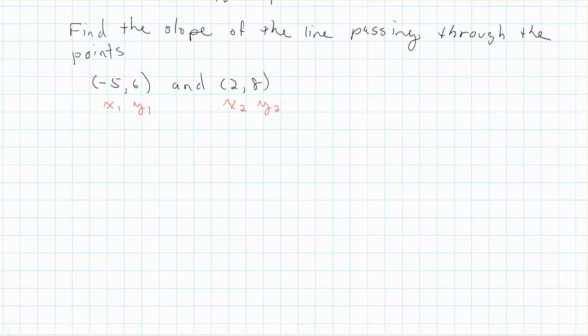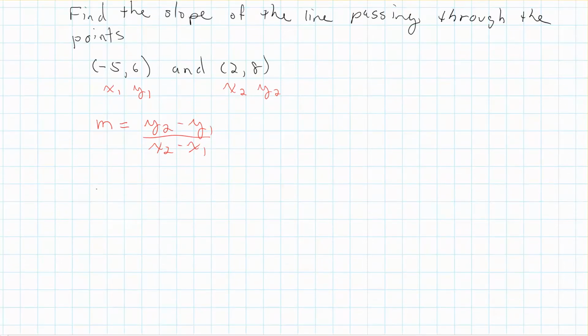x2, y2. Now again, if you don't have the formula for slope memorized at this point, you should write it down every time you use it. m is equal to y2 minus y1 over x2 minus x1. Alright, now we're just going to go ahead and plug in those numbers. So you have m is equal to y2 is 8 minus 6 over 2 minus negative 5. So 8 minus 6 is, of course, 2. 2 minus negative 5 is 7. So my slope is 2 over 7.